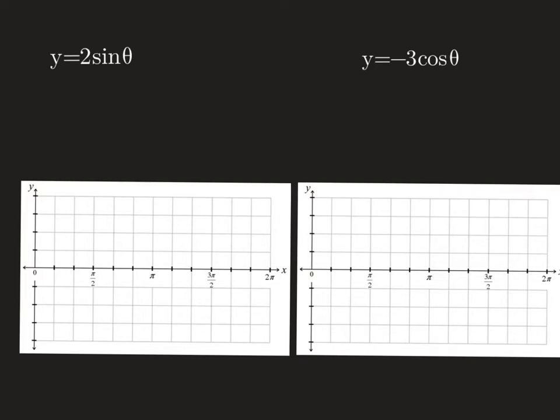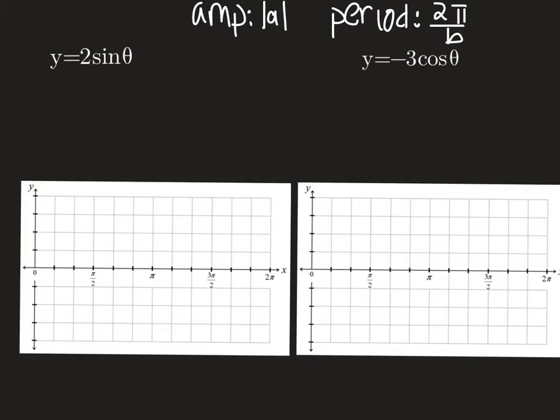We know that the amplitude is the absolute value of A. And then we know that the period for either sine or cosine function is going to be 2 pi over the absolute value of B. I'm just going to write B for each of these. Okay, so this is the process we're going to go through.